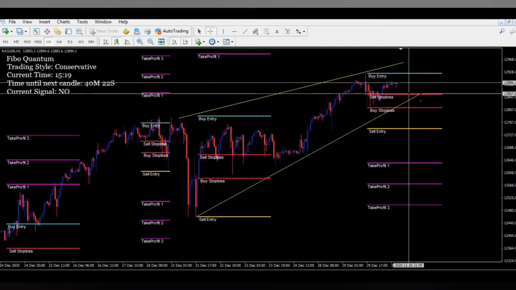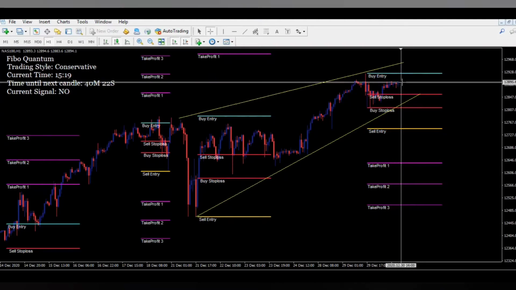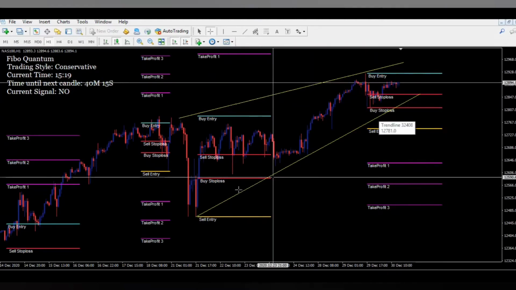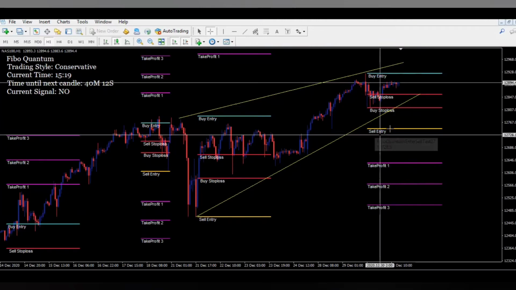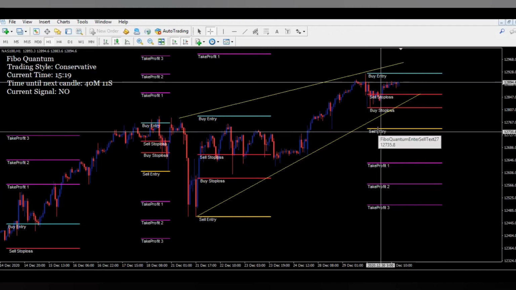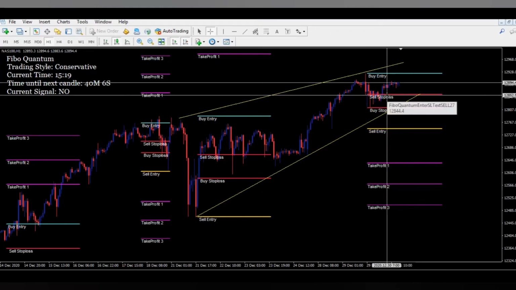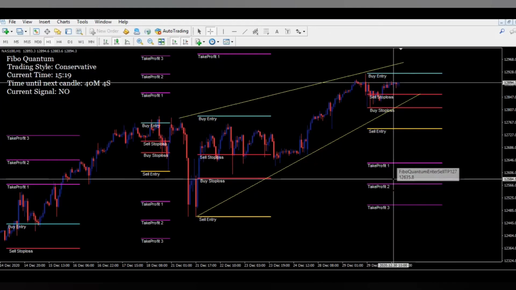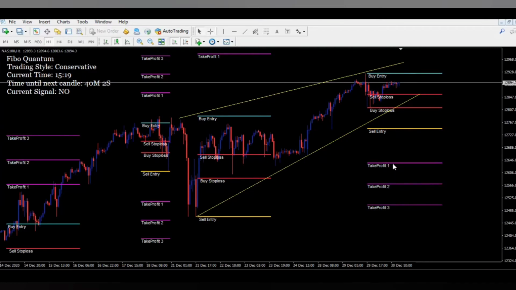All right, for me to sell this market, I'd actually wait for the price to come down, break out of this trend line over here, and then where it says sell entry, that's actually where I'd put in my sell stop, or I'd put in a market execution sell with the stop loss up there and the take profit levels, as you can see down there, okay? That's what I would anticipate.